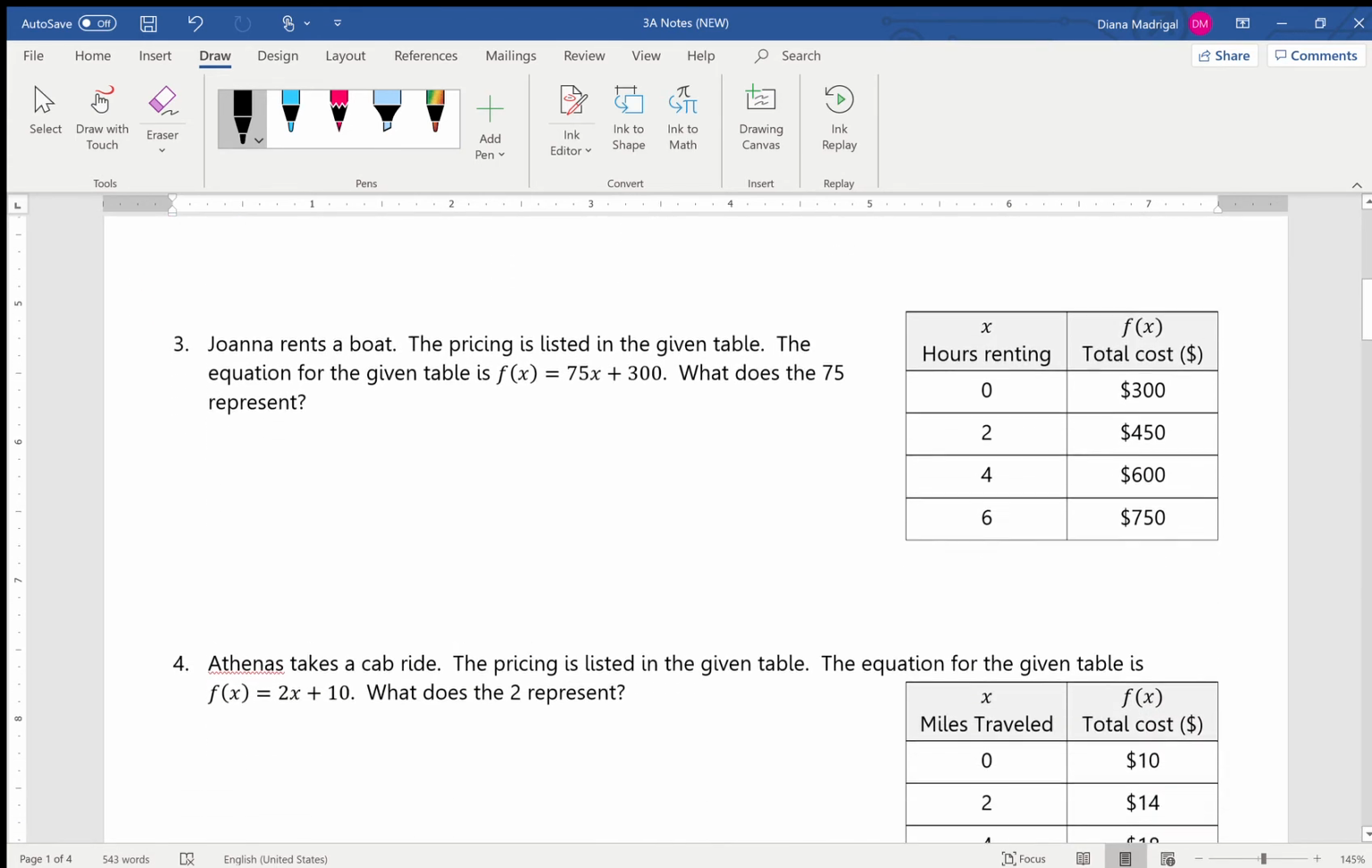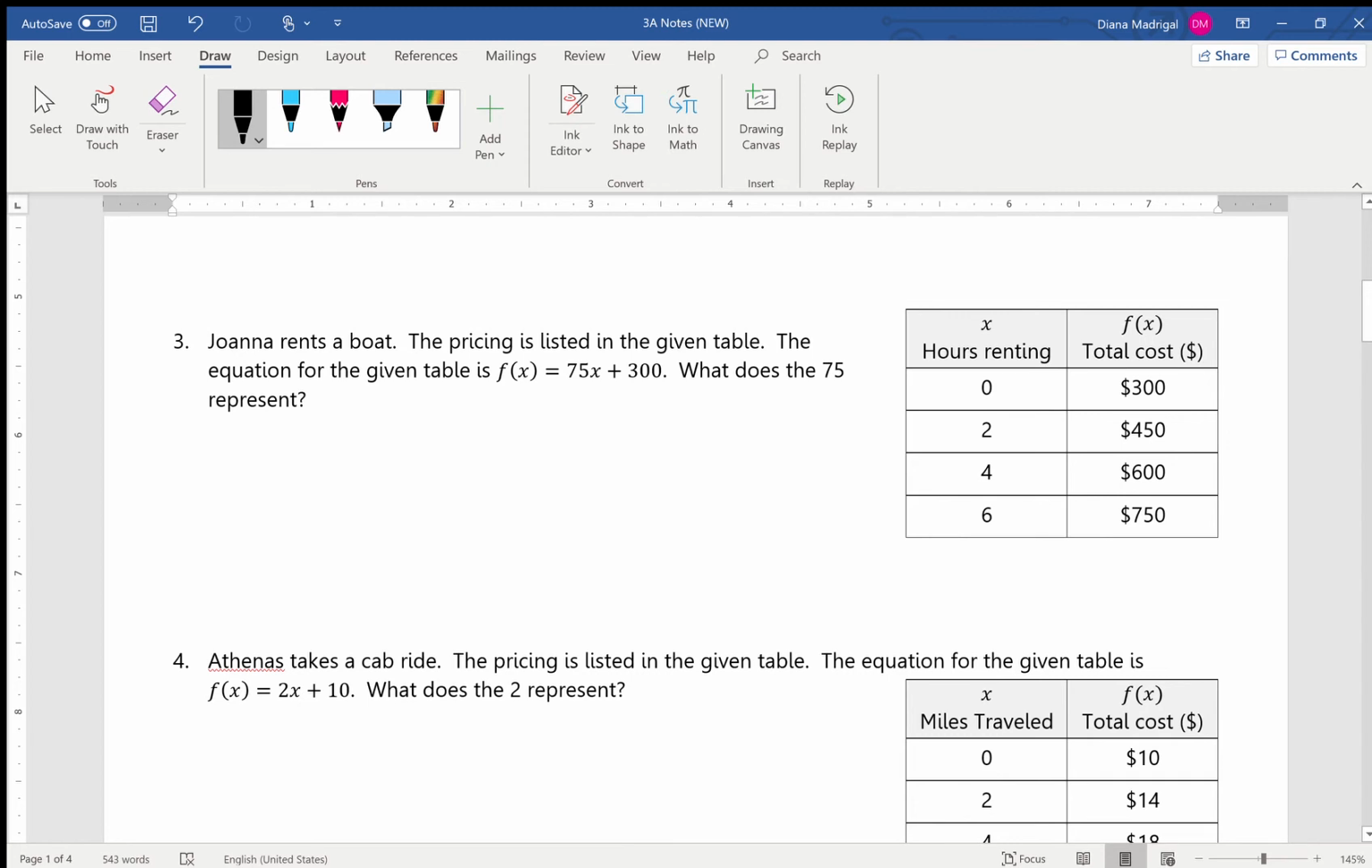All right, moving on to question number 3. Again, we're doing the same thing. It said Joanna rents a boat. The pricing is listed in the given table. The equation for the given table is f of x, and I'm just rewriting it, equals 75x plus 300. What does the 75 represent? So now they're asking you for the 75. Don't forget that f of x means y. So y equals mx plus b.